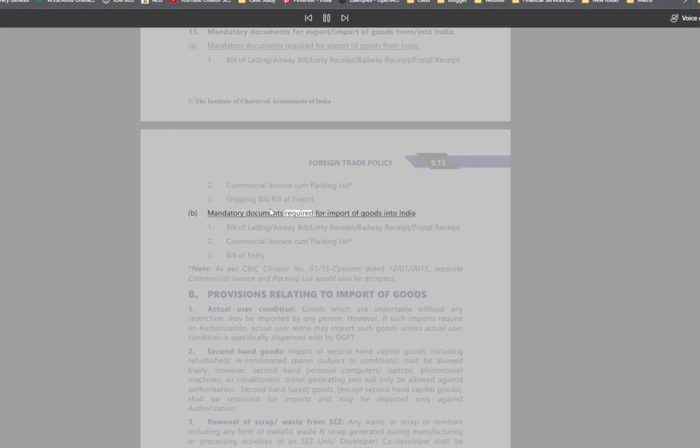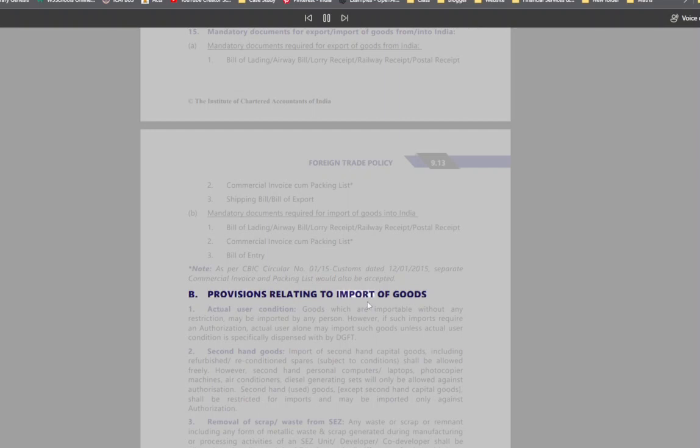B. Mandatory documents required for import of goods into India: 1. Bill of lading/airway bill/lorry receipt/railway receipt/postal receipt. 2. Commercial invoice cum packing list. 3. Bill of entry. Note: as per CBIC Customs Circular dated December 1st, 2015, separate commercial invoice and packing list would also be accepted.